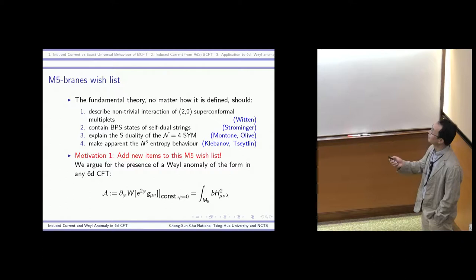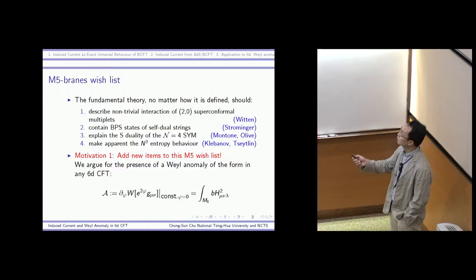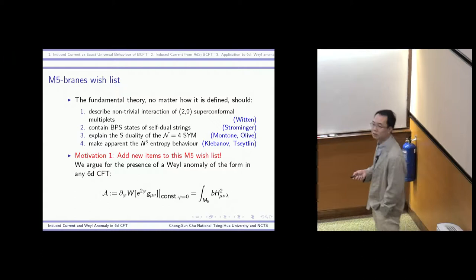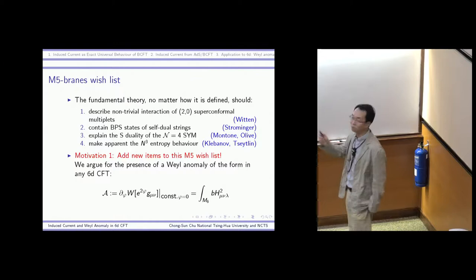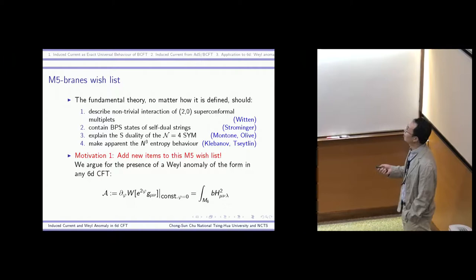I mean, this entropy behavior is interesting, but it doesn't mean fundamentally that the degrees of freedom in the theory are proportional to N cubed. It doesn't per se say this already, because even for some deformed system, there's also some N cubed behavior. But of course, we know the fundamental degrees of freedom scale as N squared. So for my motivation, I want to add some more items to this wish list.